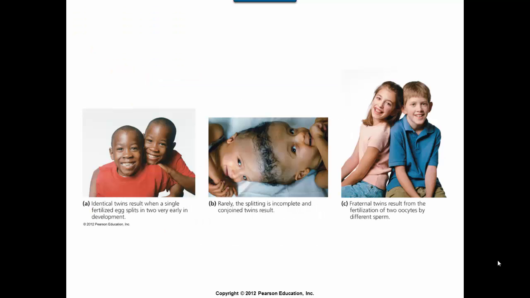So this shows the images in A are identical twins that result when a single fertilized egg later splits into 2 very early in development. In B, this is where that split was incomplete and results in conjoined twins. And fraternal twins is when 2 secondary oocytes were released and fertilized by 2 separate sperm, so they are no more identical than other siblings.